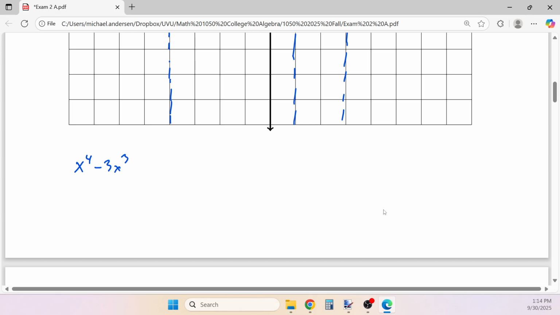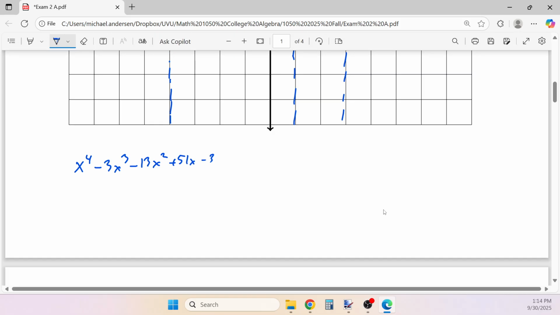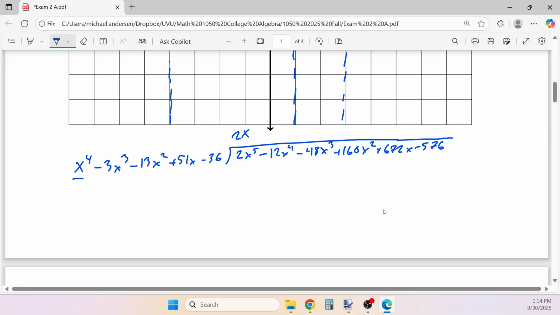Dividing x to the fourth minus x to the third minus 13x squared plus 51x minus 6 into 2x to the fifth minus 12x to the fourth minus 48x to the third plus x squared plus 70x minus 5. x to the fourth goes into 2x to the fifth 2x times. 2x times this gives us 2x to the fifth minus 2x to the fourth minus 26x to the third plus 102x squared minus 30x.